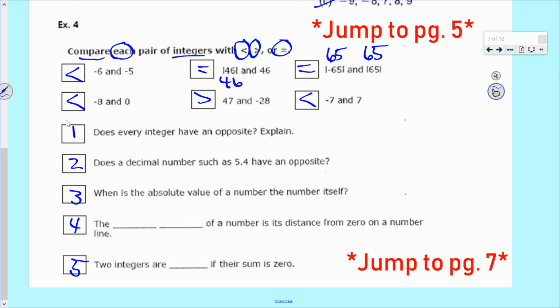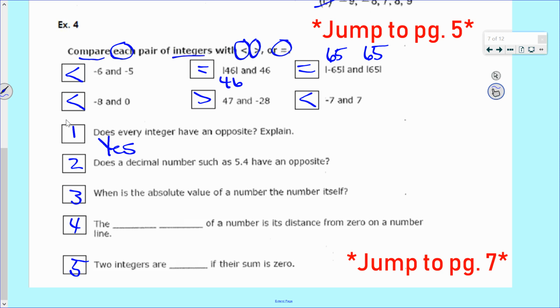Okay, does every integer have an opposite? No. Yes. Michael? I'm not sure about the 0 one. It's 0. No, there's no such thing as negative 0. What is 0's opposite? It is itself. But it does have an opposite. So yes, they all have an opposite.